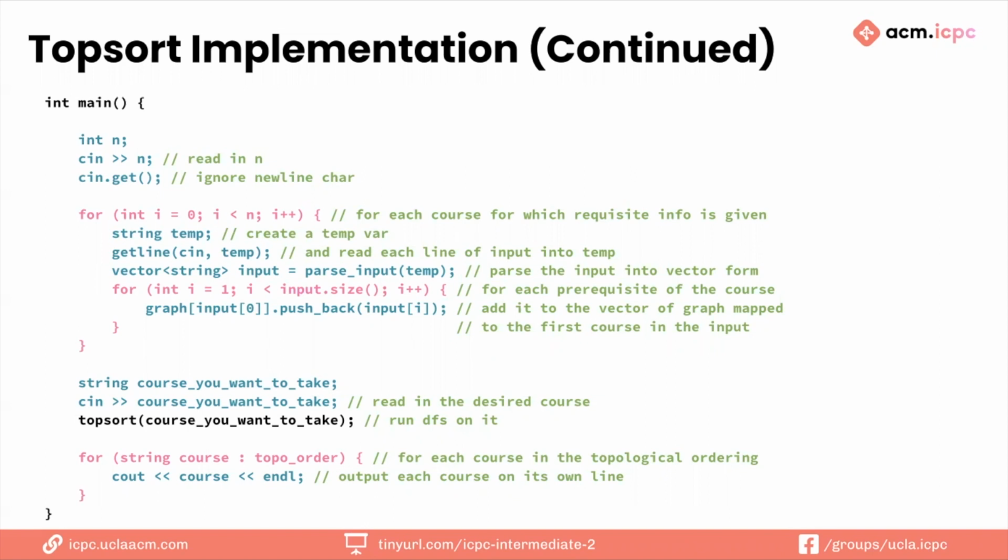After we create the graph, all we need to do is call the top sort function, which we'll talk about in a second. And finally, after you run it, your topo order vector will have the ordering that you want to output for the user.